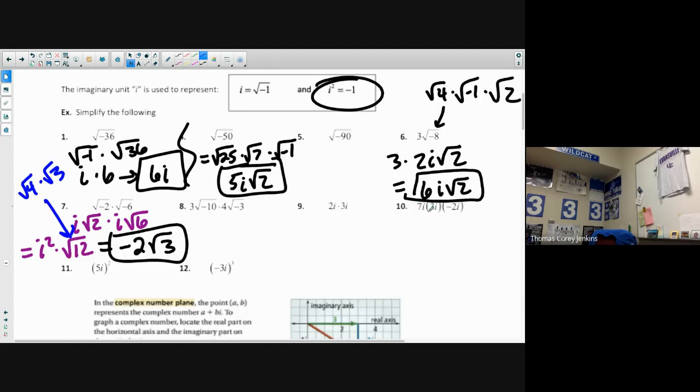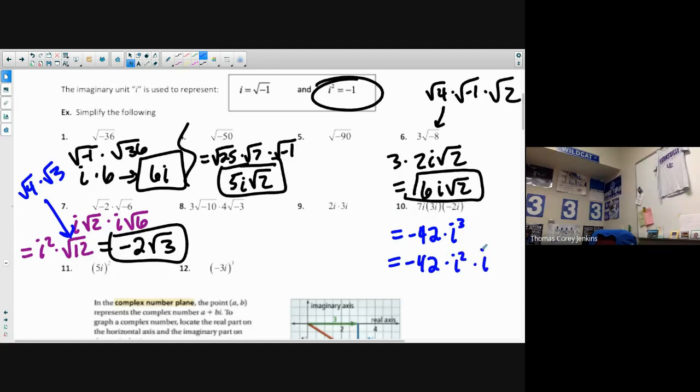Look at number 10. Let's take 7 times 3 times -2, so that'd be -42. And then times i times i times i. That'd be times i to the 3. All right, so what do we do with that i to the 3? Well, we break it down into i squared times i, right? Into quantities we know how to deal with. So we have -42 times i squared times i.